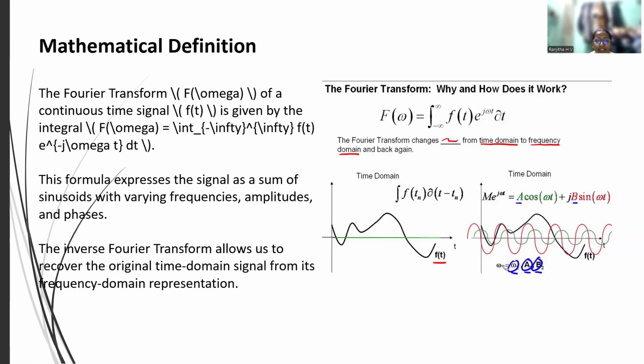Next, the mathematical definition. The Fourier transform of a continuous time signal is given by the integral. The formula expresses the signal as a sum of sinusoids with varying frequencies, amplitudes, and phases. The inverse Fourier transform allows us to recover the original time domain signal from its frequency domain representation.